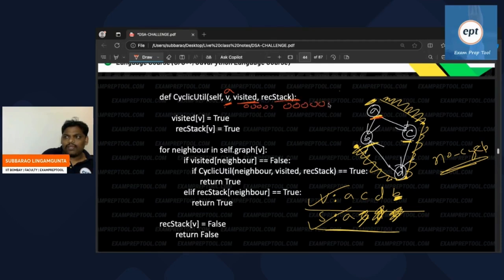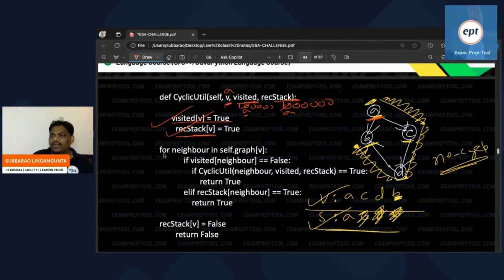Now first step, widgeted of whichever vertex it is, that is true. Suppose it is A, make it 1. Next, stack of the vertex A is also 1. Completed. Now start the story. I am at A, widgeted A value is 1, stack A value is 1, everything done. Now find out A's adjacent.